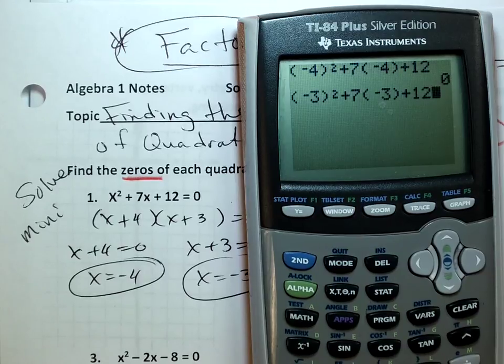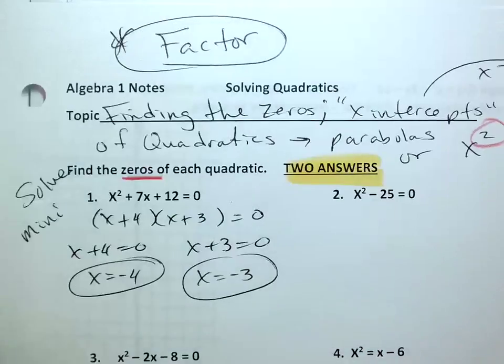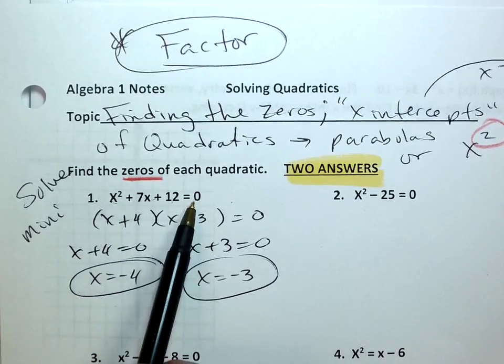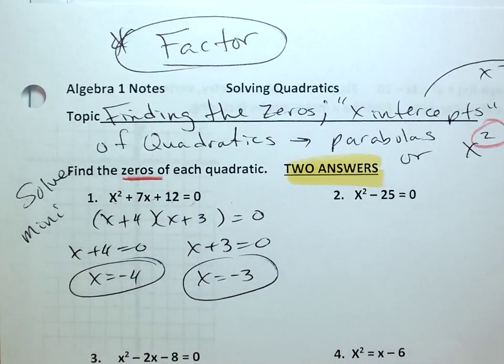I should get an answer of 0. So these are the two values that, when plugged in, will make our equation 0, okay? That's how it works. So let's look at number 2.